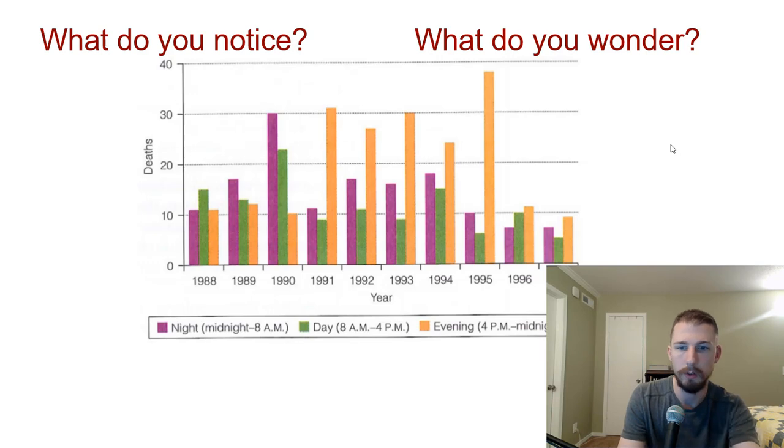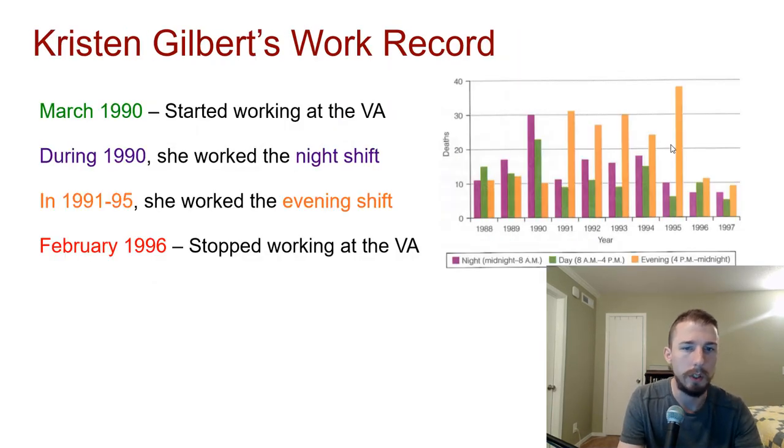And I noticed there's some patterns there that we discussed before. So here's her work records. In 1990, she started working, and when she started working, it was the night shift. Growing awfully suspicious. And then 1991 to 95, she was working the evening shift, which is orange, right? So purple, orange, orange, orange, orange. And then in 1996, when it went back to normal, she just so happened to quit working at the VA.